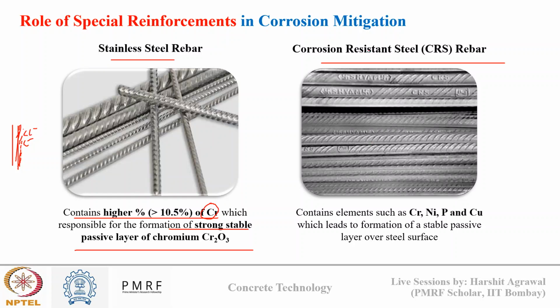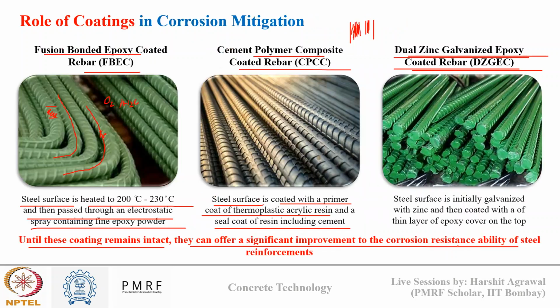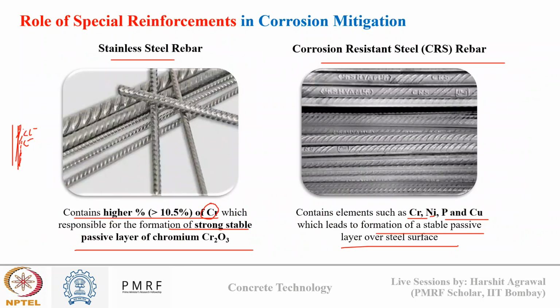Similarly, in corrosion resistant steel also, there is a higher proportion of chromium, nickel, and other elements which form a stable passive layer over the steel surface. This higher content of chromium and nickel makes steel naturally more resistive to corrosion, and it offers a better choice over a coated reinforcement where damage can be an issue. However, it has been found that in this CRS bar, the chromium and nickel content are just good enough so that these bars won't corrode naturally.